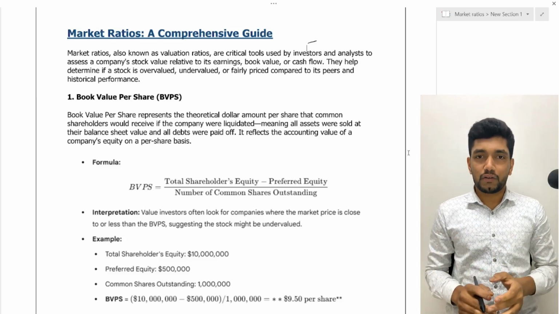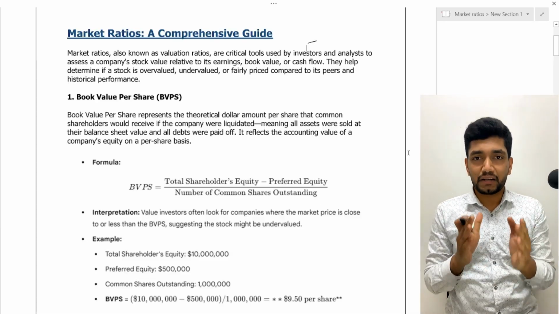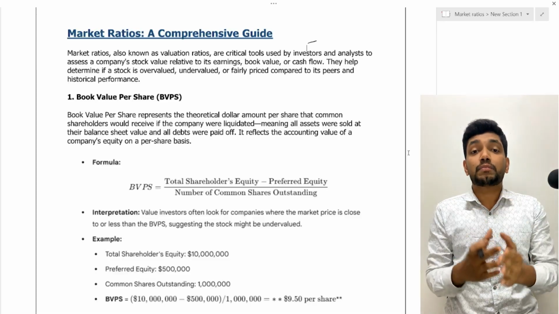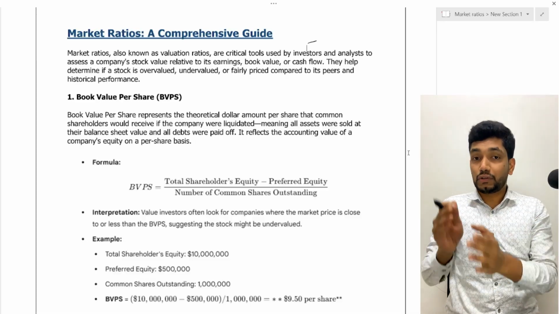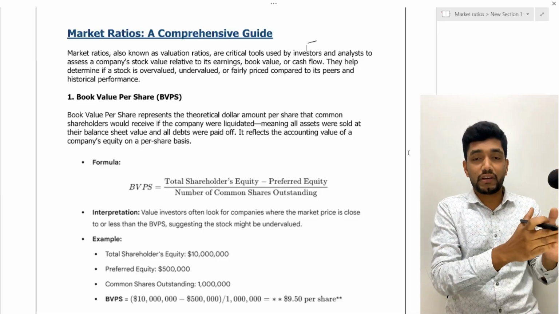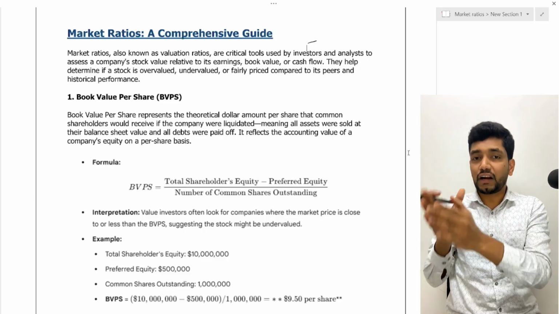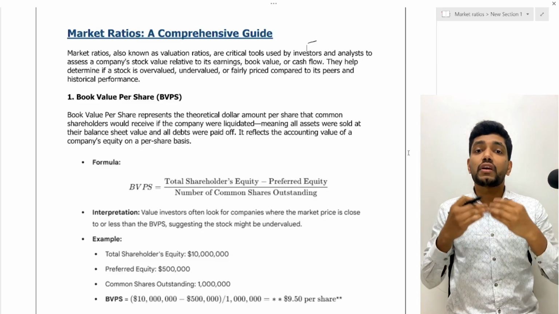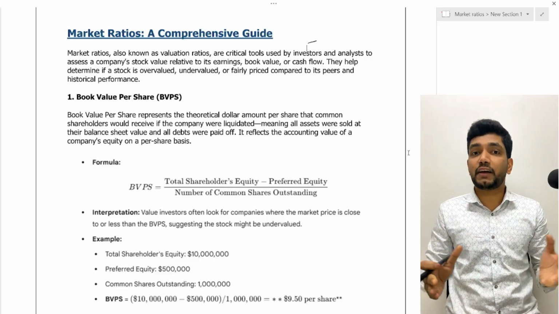In this tutorial, we are going to cover the market ratios. Market ratios are the ratios connecting the company's stock price, or market price, with the books of account. So, two parts are there: first, the company's books of account, and second, the share market or stock market. Market ratios connect the company's books of account with the stock market to see its investment potential, expected return, future prospects, etc.